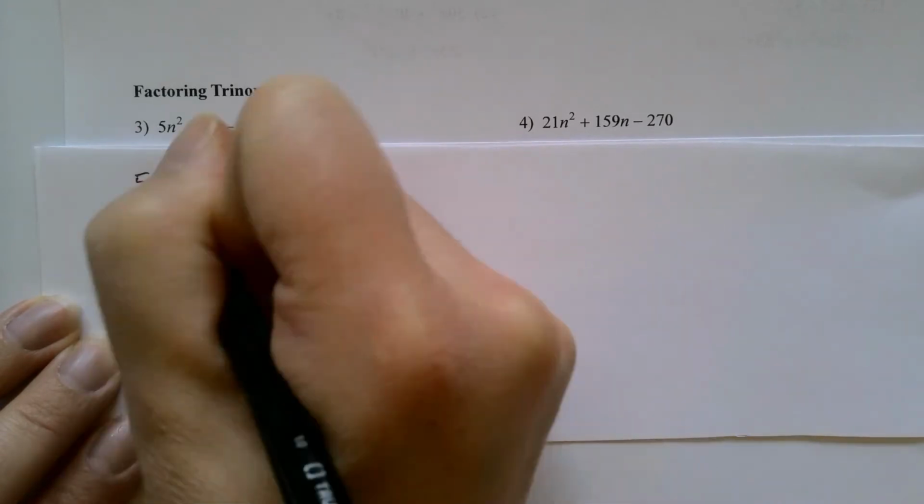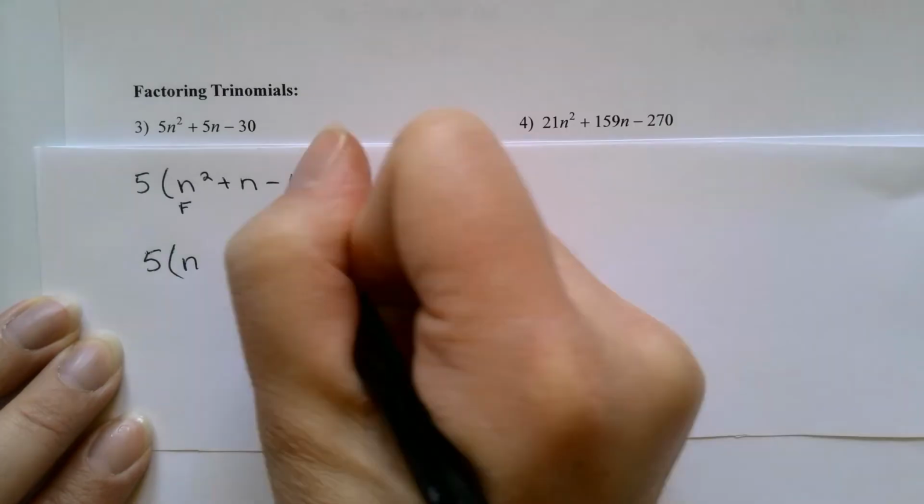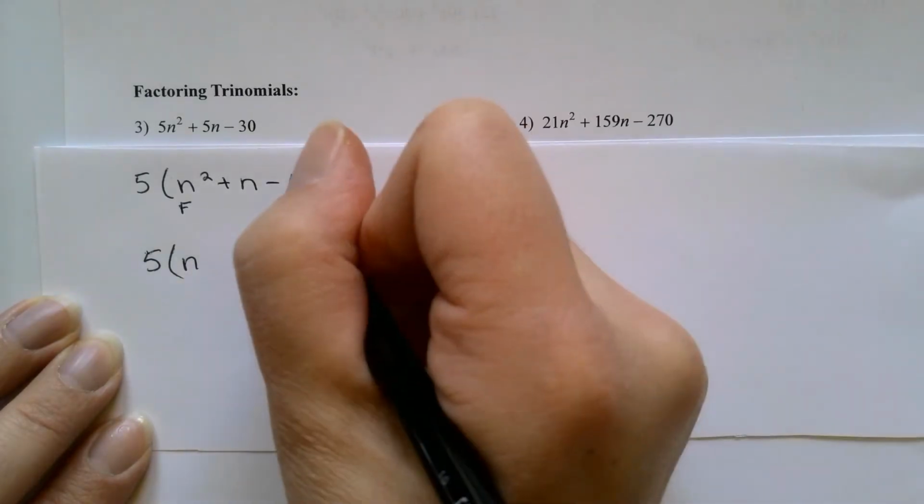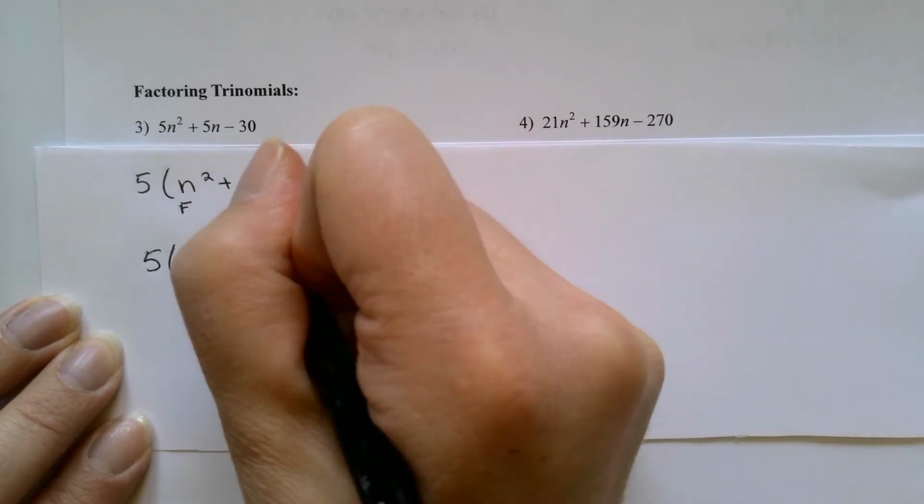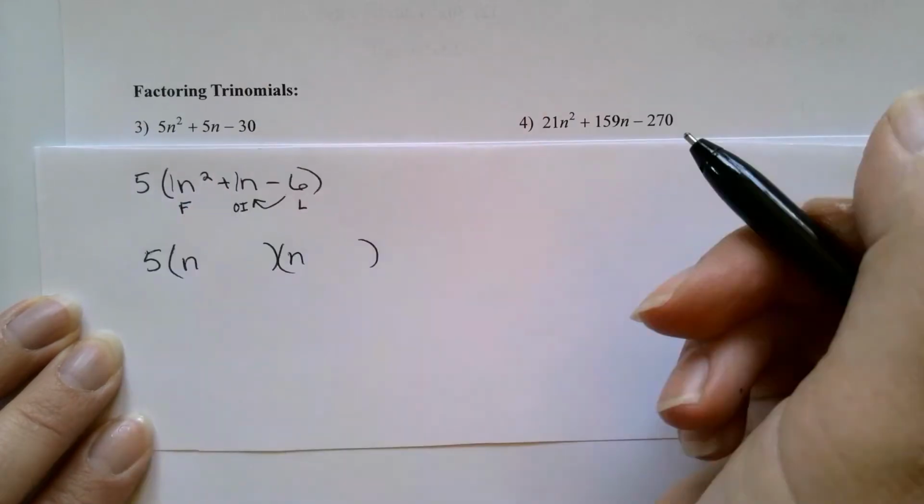So my first term is n times n. My last term is a negative 6. I want factors of negative 6 that add up to 1n. There's a 1 there and a 1 there. And so this is my outside and inside.